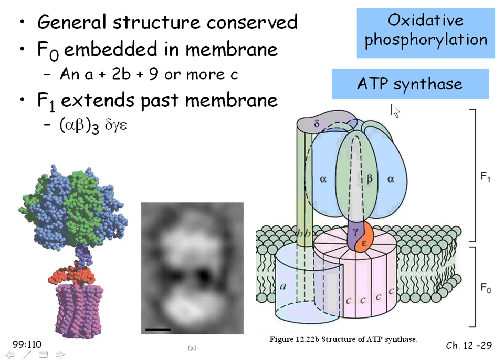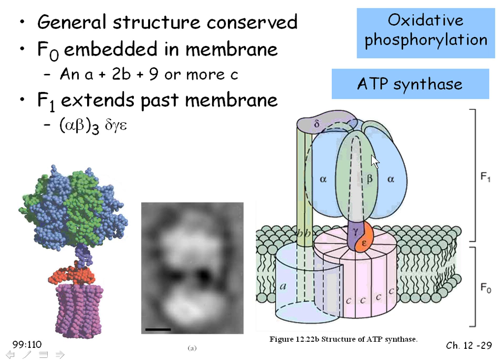The F1 part is largely outside the membrane. It has sort of a radially symmetric component at the top. The big obvious part, the sort of flower on the bouquet part, is 3 copies of an alpha-beta dimer, plus a delta here and a gamma and epsilon spindle. And we're going to see why there's a spindle sticking up and why there's a delta spanning across the top.